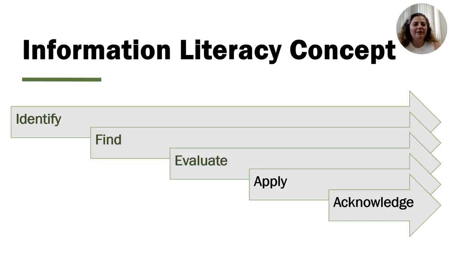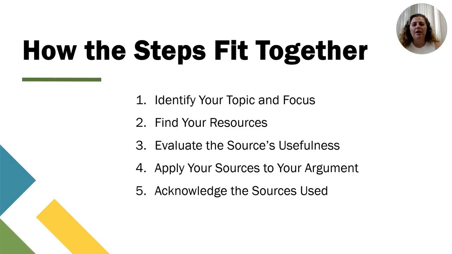So for information literacy, for this week, we are really looking at all 5 steps of the information literacy process: identifying, finding, evaluating, applying, and acknowledging. So how again do these fit together? I mentioned this during our first week, but I did want to hit it on this again. So how the steps fit together is first you identify your topic and focus, you find your resources, you evaluate your source's usefulness, and then you apply your source to the argument and acknowledge the sources used.